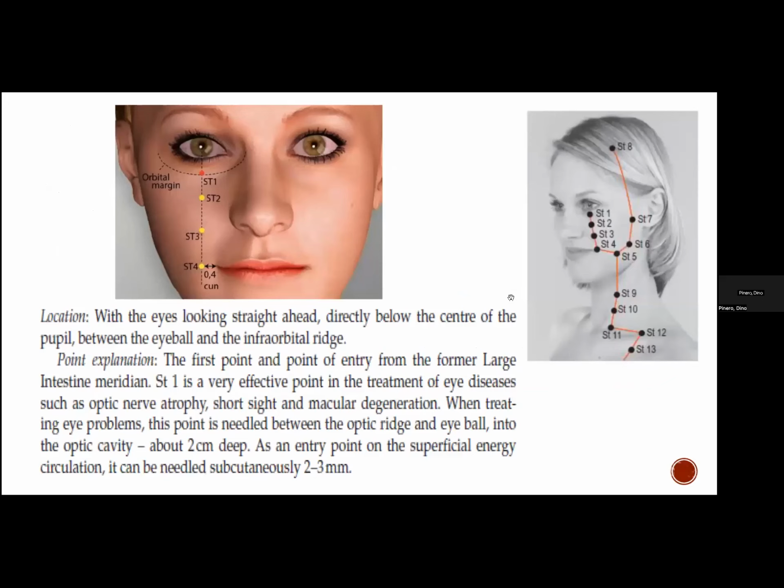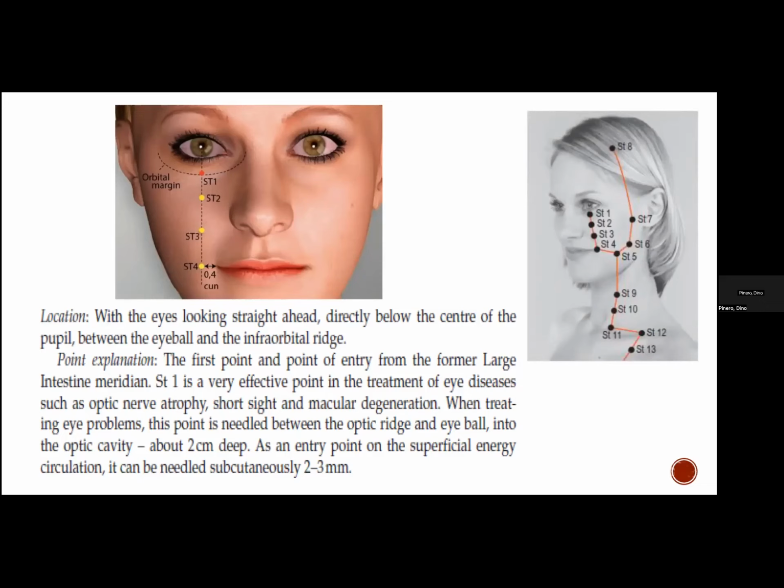So first, we have the stomach 1. The location, with the eyes looking straight ahead, is directly below the center of the pupil, between the eyeball and the infraorbital ridge. So dito po yun sa may mata. The point explanation: the first point and point of entry from the former large intestine meridian.